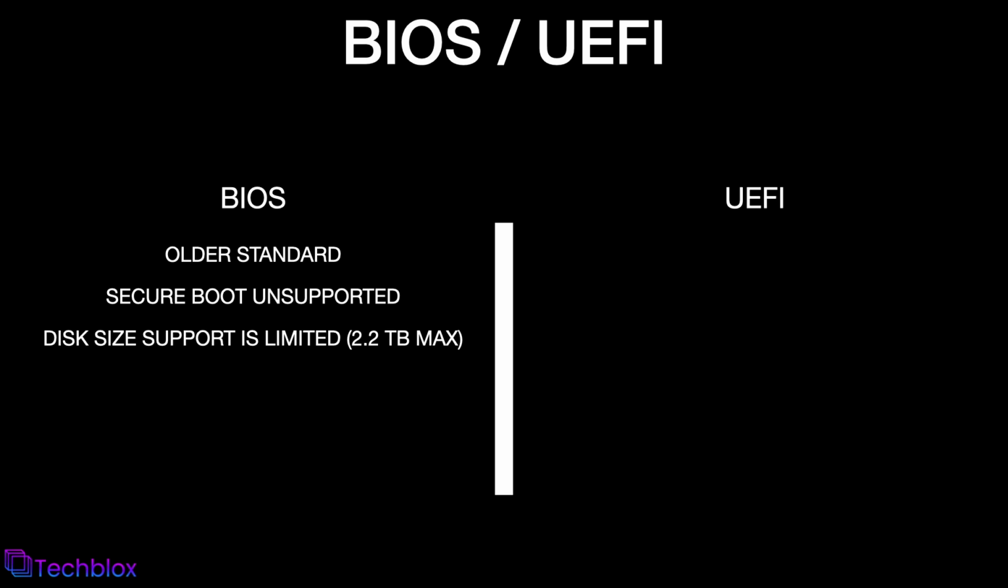When it comes to the disk size, BIOS is limited to around 2.2 terabytes due to the MBR partitioning scheme. Boot speed is also slower, because BIOS initializes hardware sequentially, one step at a time. And finally, BIOS uses legacy boot, also known as MBR, which only supports up to 4 primary partitions per disk.